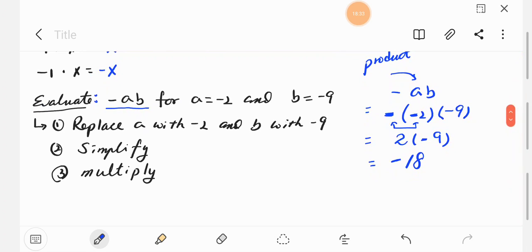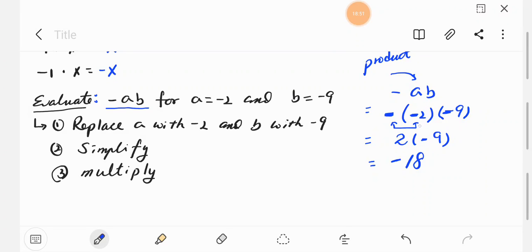Alright, you can do it this way. Look at this. This is a product, right? The first one is a negative sign. The second number is a negative number. And this part, -9, is a negative number. So how many negative numbers are there? 1, 2, 3, right?